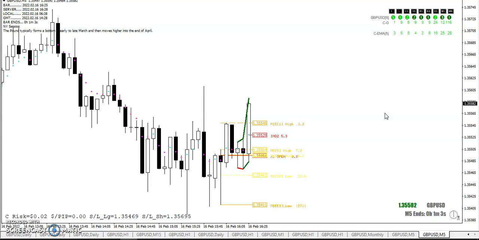5.9, 6.1, 6.2, 6.9. And I'm just going to sit here and wait. And then I'm going to look to go short. And I'm only going to look to take maybe a pip or two.